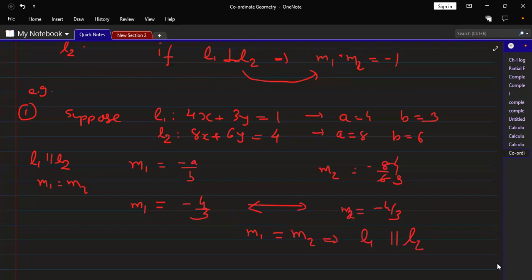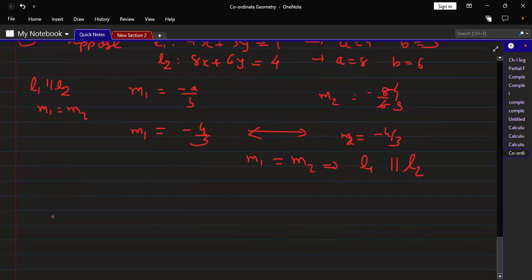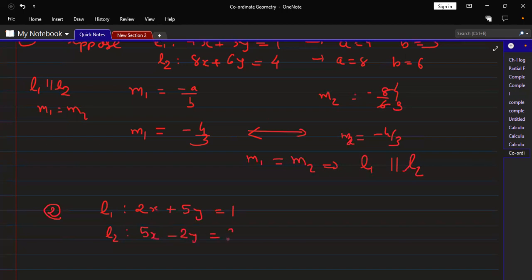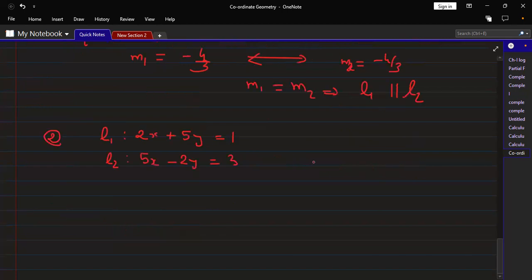The same way we can find for the perpendicular. Suppose for L1, 2x plus 5y equals 1. L2, 5x minus 2y equals 3. So from here, A equals 2, B equals 5. Here A equals 5, B equals minus 2.